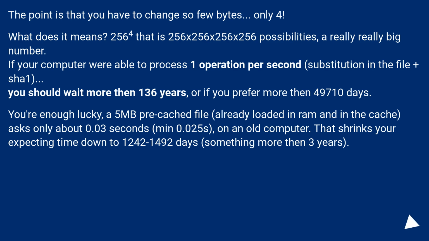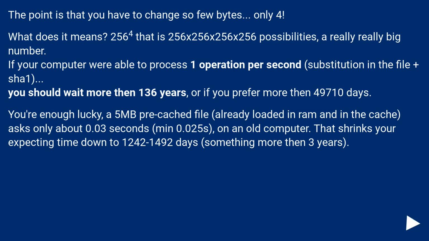The point is that you have to change so few bytes. Only 4. What does it mean? 256^4, that is 256 by 256 by 256 by 256 possibilities, a really big number. If your computer were able to process one operation per second, substitution in the file plus SHA-1, you should wait more than 136 years, or if you prefer more than 49,710 days.